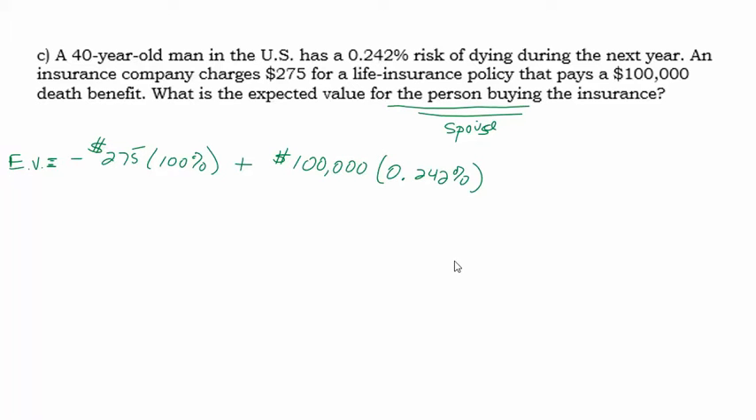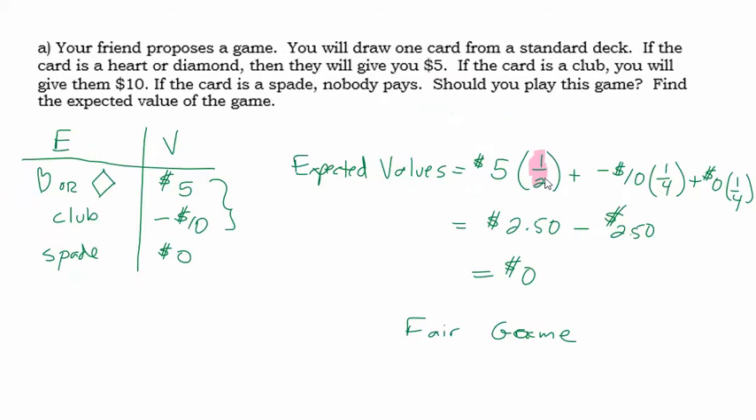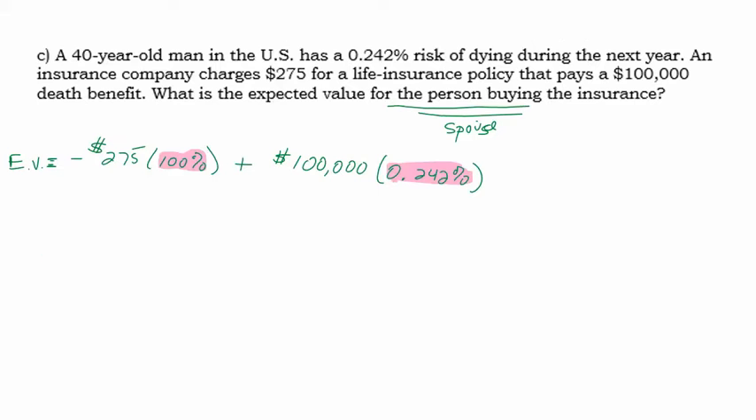0.242%. One thing I want to bring up is that a lot of times when we're doing probability, especially with cards and dice, we write the probabilities as fractions. We could also write them as percents. Instead of saying there's a 1/2 chance I draw a spade, a diamond, or a heart, I could have said there's a 50% chance. 1 in 4 is 25%. When you're dealing with these insurance type problems, the probability is often given to you as a percent. So here we have our expected value, and we just need to calculate it from here.